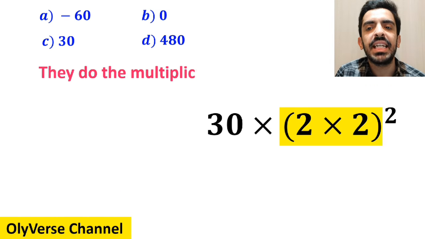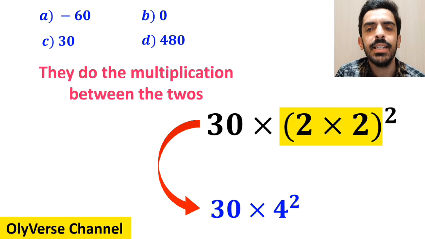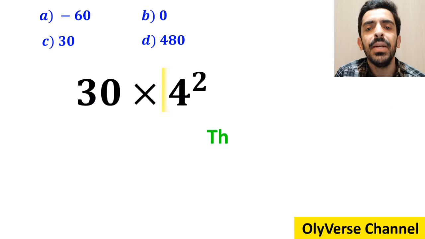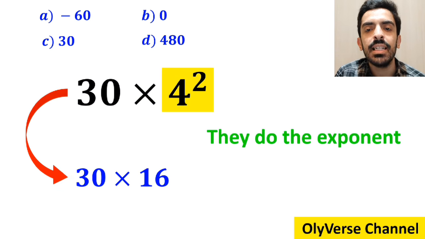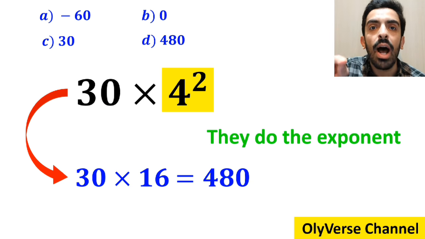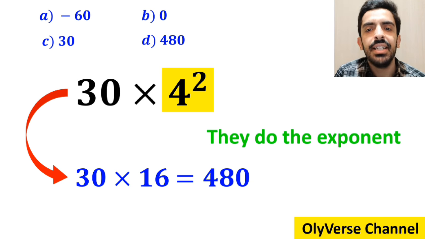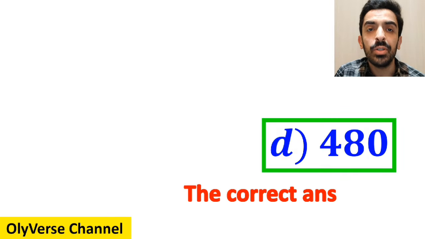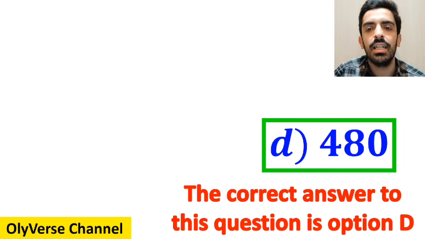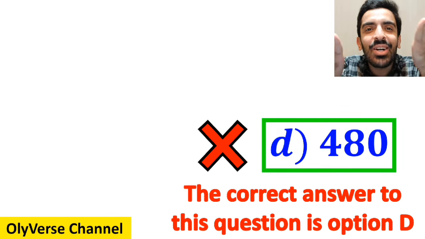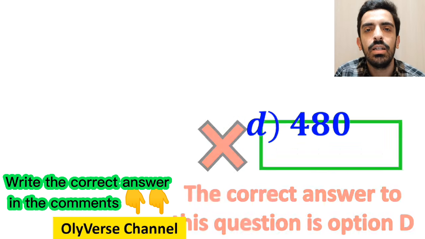Next, they do the multiplication between the 2's and write this expression as 30 times 4 squared. And in the final step, they do the exponent and simplify this expression to 30 times 16, which finally gives them the answer 480. Then they quickly say that the correct answer to this question is option D. However, it's not the correct answer to this question.